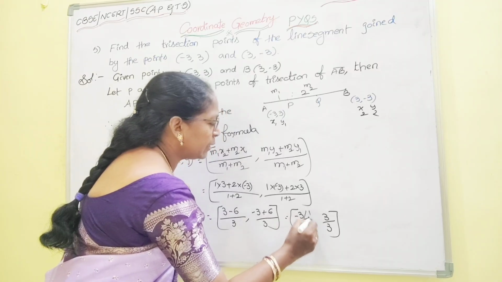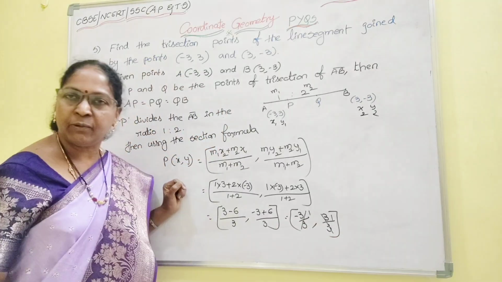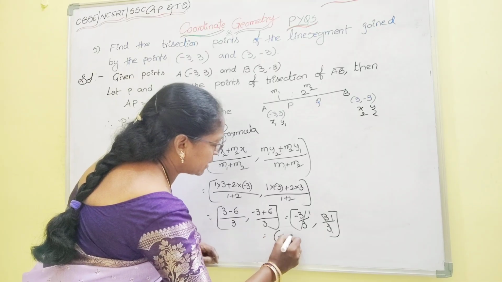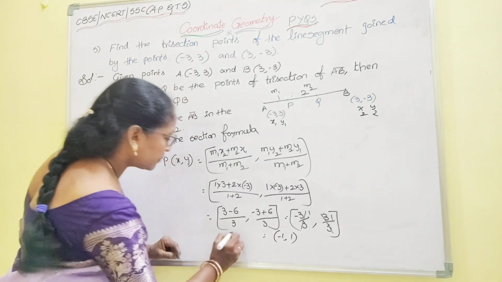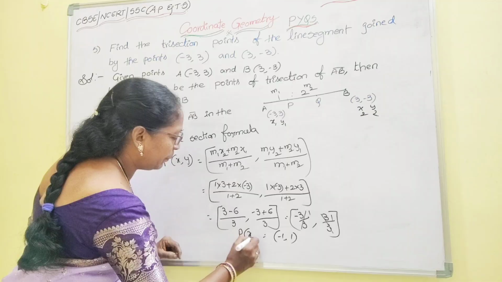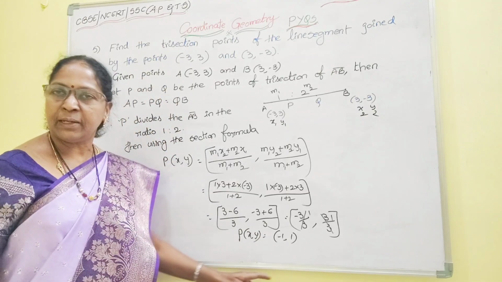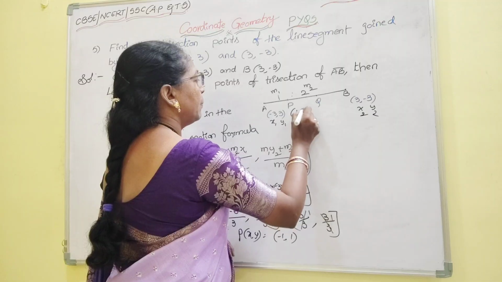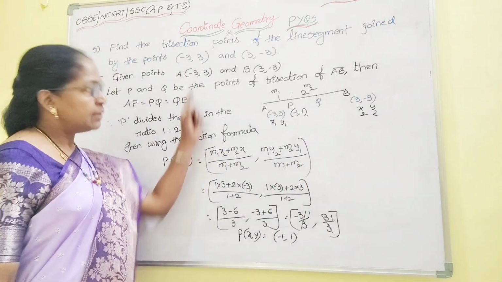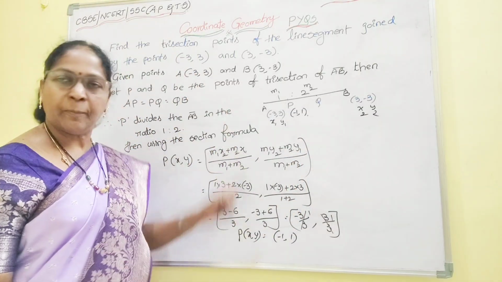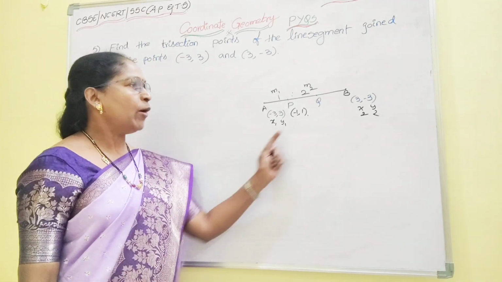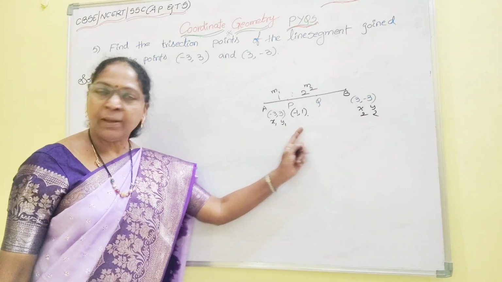Now 3 by 3 equal to 1. Here also 3 by 3 equal to 1. But here the minus symbol is there, so write down minus 1 comma plus 1. The P point, P of x y, equals minus 1 comma 1. Just copy this if you want. Copy the question. The P point we already got: minus 1 comma plus 1.